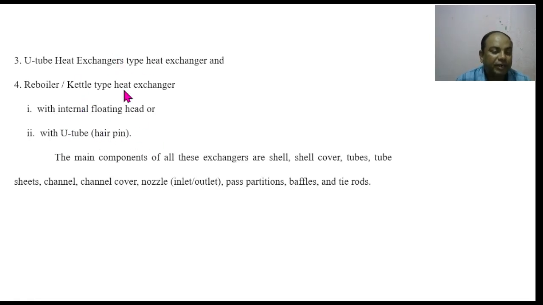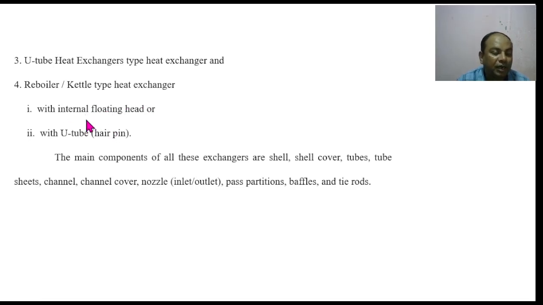As we know, in a shell and tube heat exchanger, the accessories or the parts that make it remain the same. The shell cover, tubes, tube sheet, channel cover, then baffles, tie rod, pass partition, all these accessories are the main parts of this shell and tube heat exchanger. So classification is only based on construction, how it has been constructed. Moreover, differential thermal expansion between shell and tube.